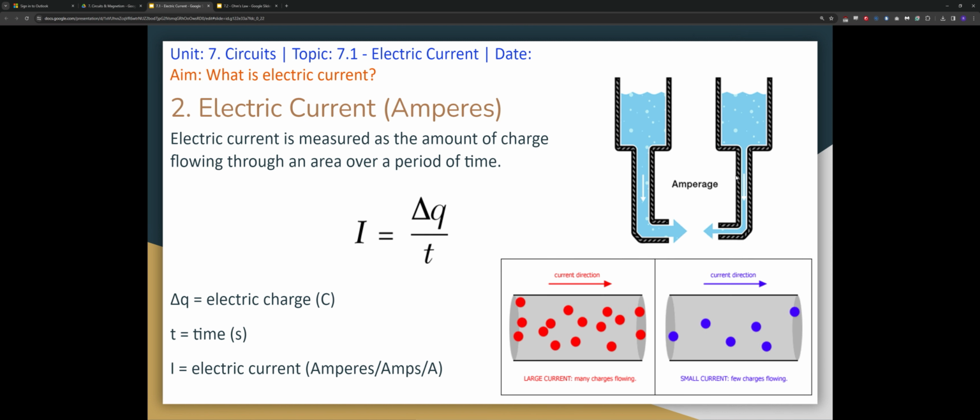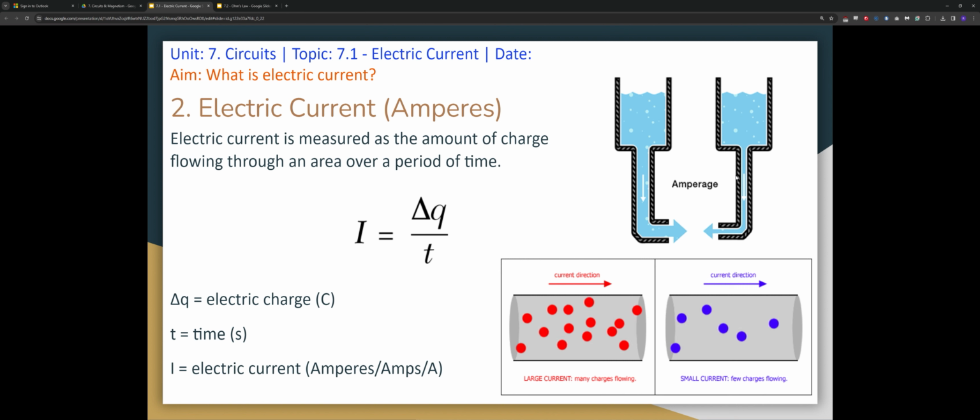And here we get to the formula for electric current. Electric current is the amount of electric charge Q that's flowing through a period of time T. So I is equal to Q divided by T. And I is measured in amperes, abbreviated as A, and Q is, again, your electric charge measured in coulombs.